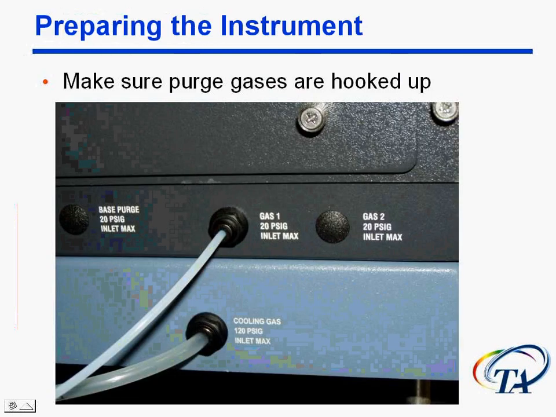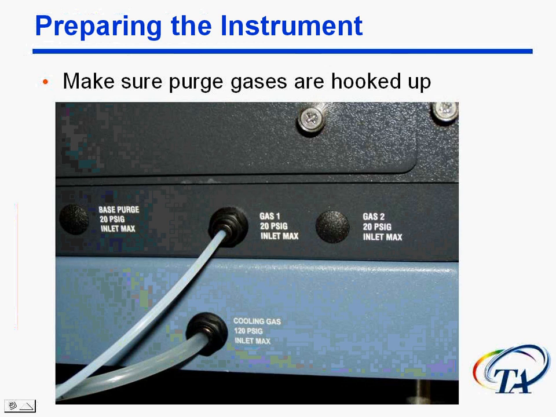If we look at the back of the instrument, one of the first things we need to do is make sure that the purge gas is hooked up. So we've got a purge gas coming in. Purge gas for the TMA is typically, could be nitrogen, could be helium. It somewhat depends on where you're running.